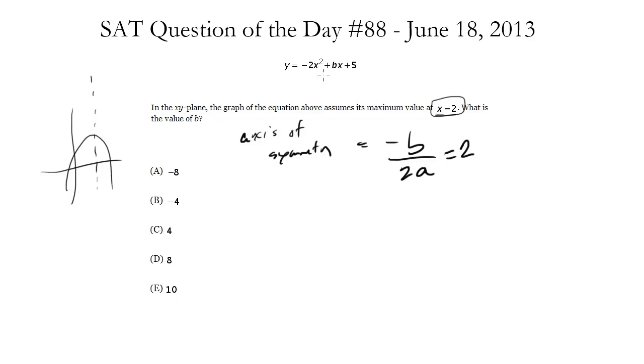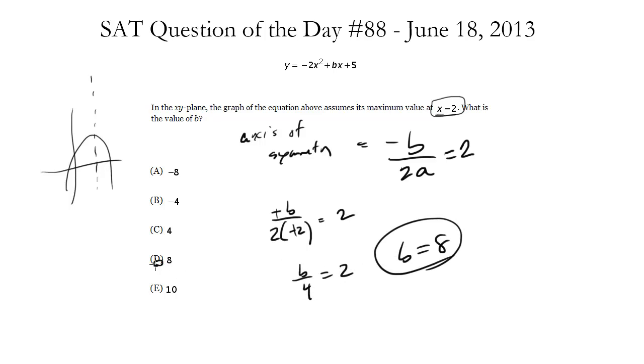Now we know a is given to us as negative 2. So we're going to substitute that in. Negative b over 2 times negative 2 equals 2. Negatives cancel. We're left with b over 4 equals 2, or b equals 8, which is our answer. So that's one way to do it, probably the fastest way.